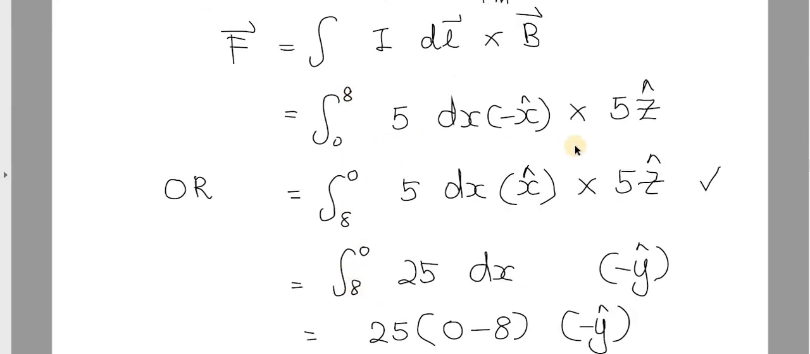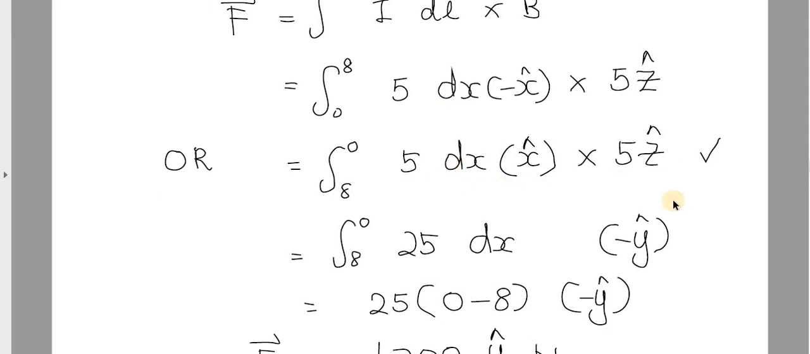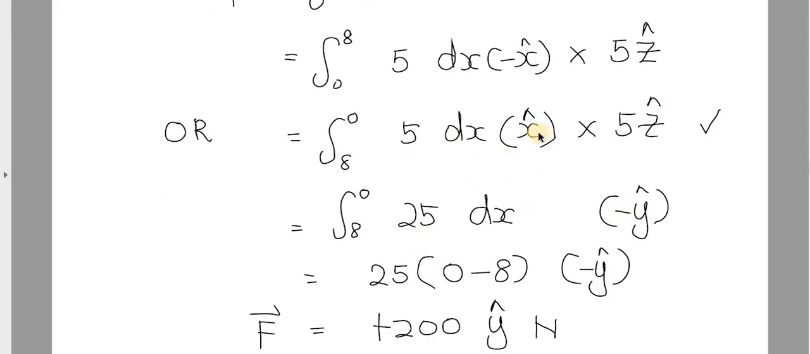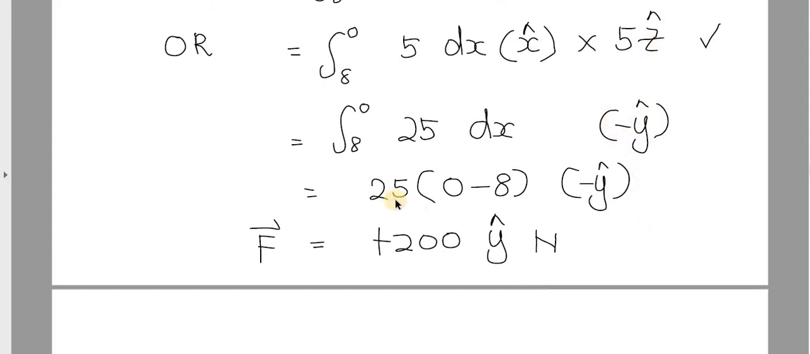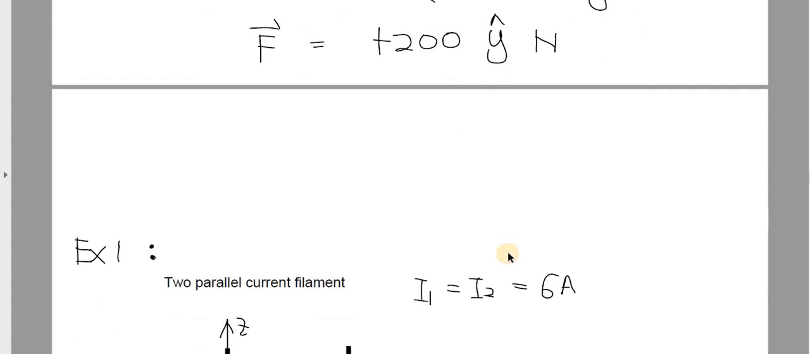You can also change this. If you want to follow the direction of the current by specifying it in the interval, it will be from 8 to 0, but for this one you have to change it to x instead of negative x. So you can choose either one. If I continue with this, I will get 25, and my direction will be negative y here. When I perform the integration, I will get 200 Newton in the y direction.